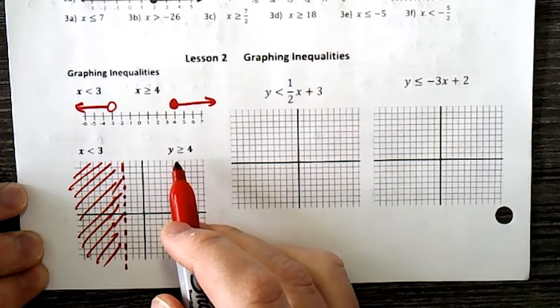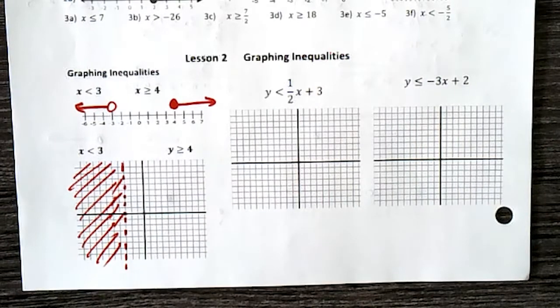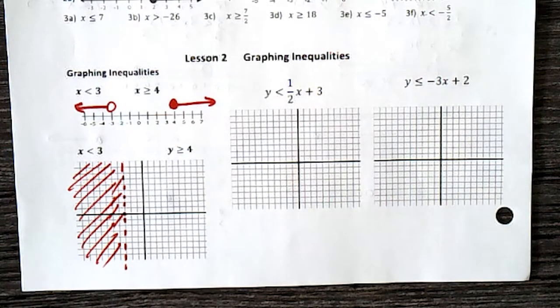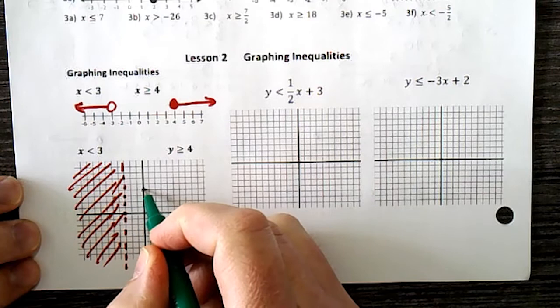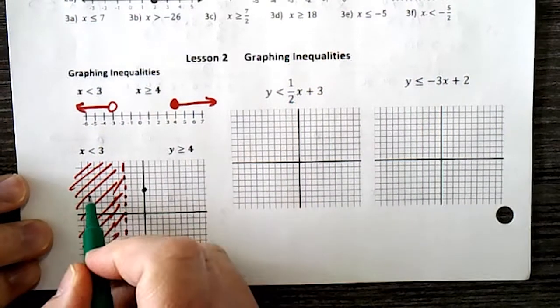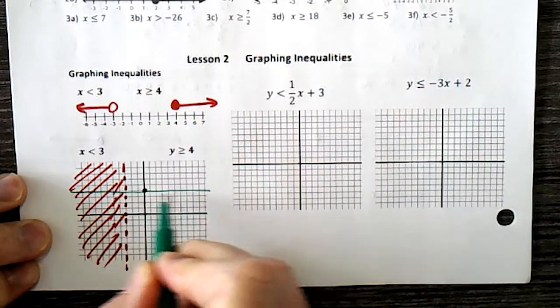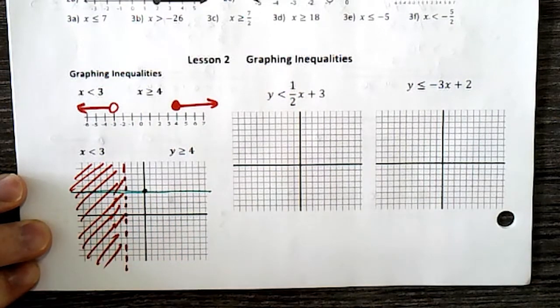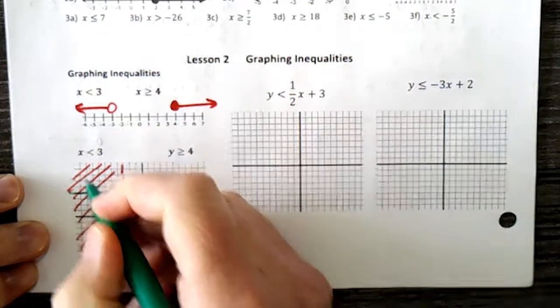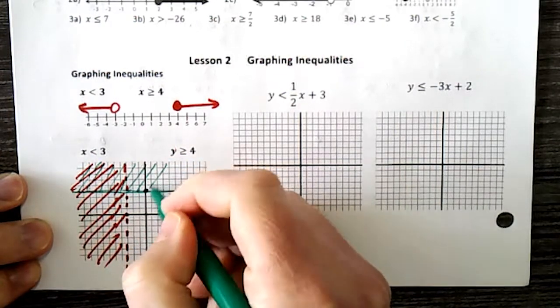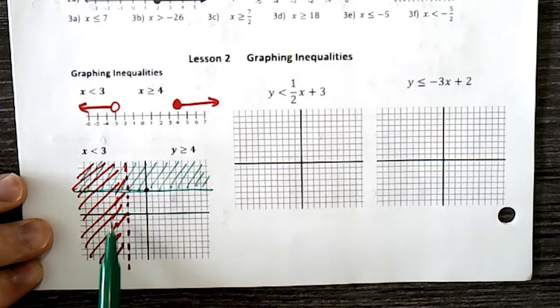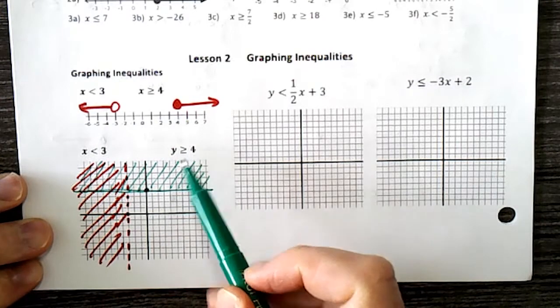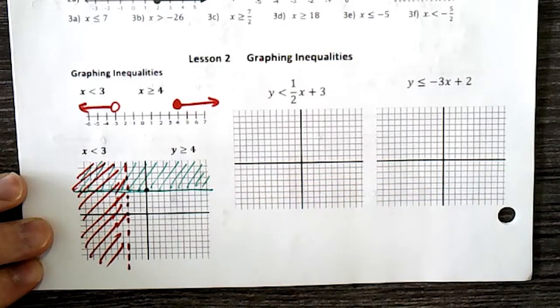Here, y is greater than 4. So I'm going to go to y is 4. Now it's got an equal sign, so it's a solid line. And this time, y is greater than 4 is above. So x is less than 3 is on this side, on the left. y is greater than 4 is on the top.